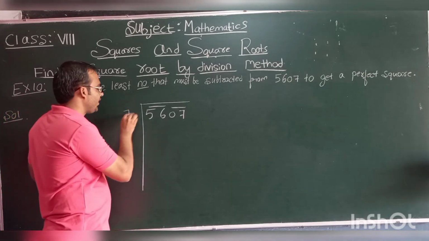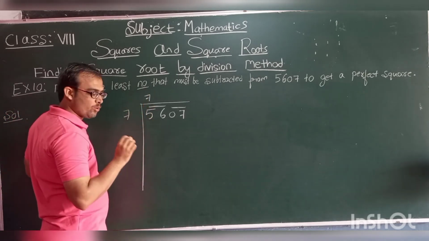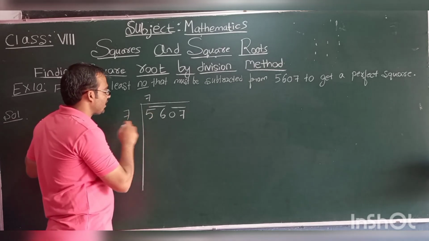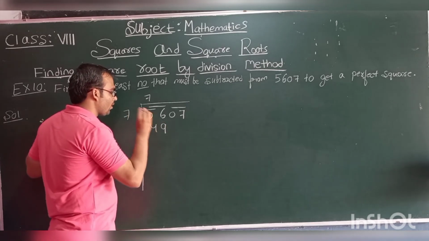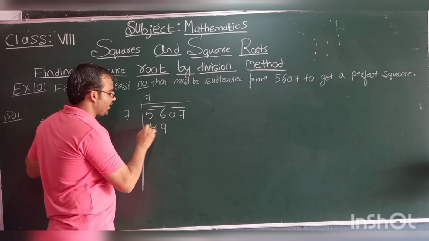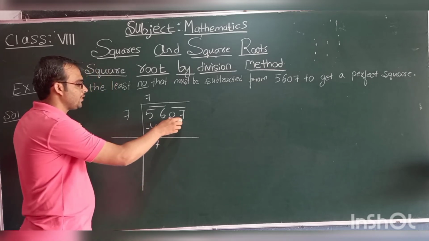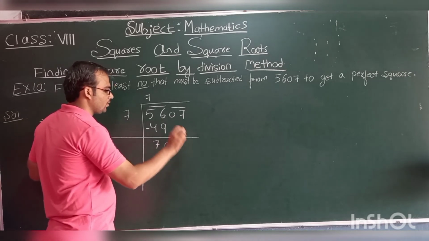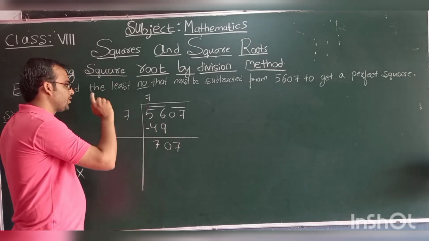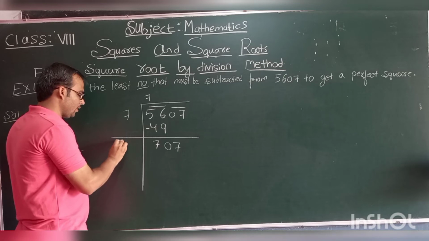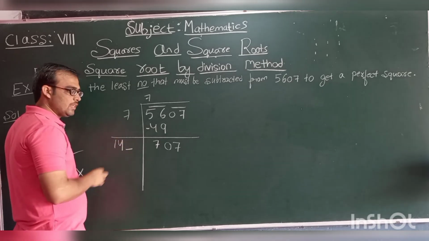If I take 7 here, this will be the digit in the quotient. Now 7 sevens are 49. So 56 minus 49 is what? 7. Now what's the next step? Bring these numbers down. Now double the quotient. This is a quotient. Double means 14. Put the blank to the right of the digit.